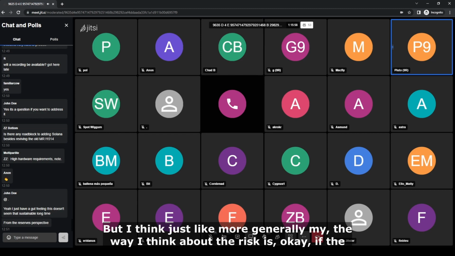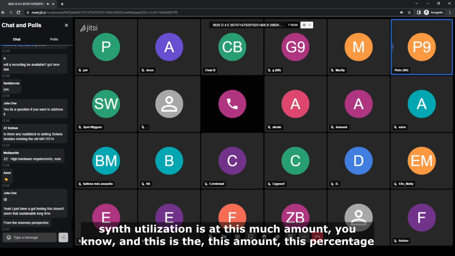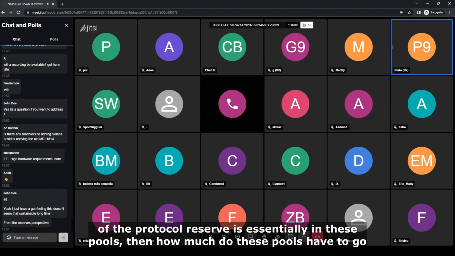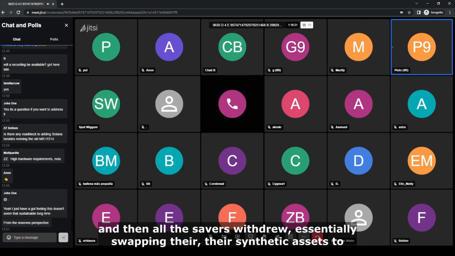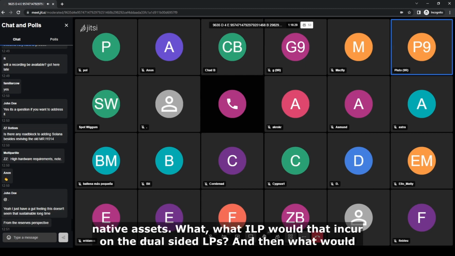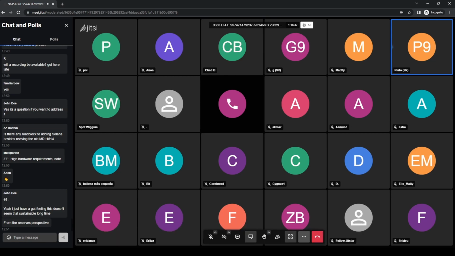But more generally, the way I think about the risk is, okay, if the synth utilization is this much, and this percentage of the protocol reserve is essentially in these pools, then how much do these pools have to go down? Assume these pools went down by this amount, and then all the savers withdrew, essentially swapping their synthetic assets to native assets. What ILP would that incur on the dual-sided LPs?